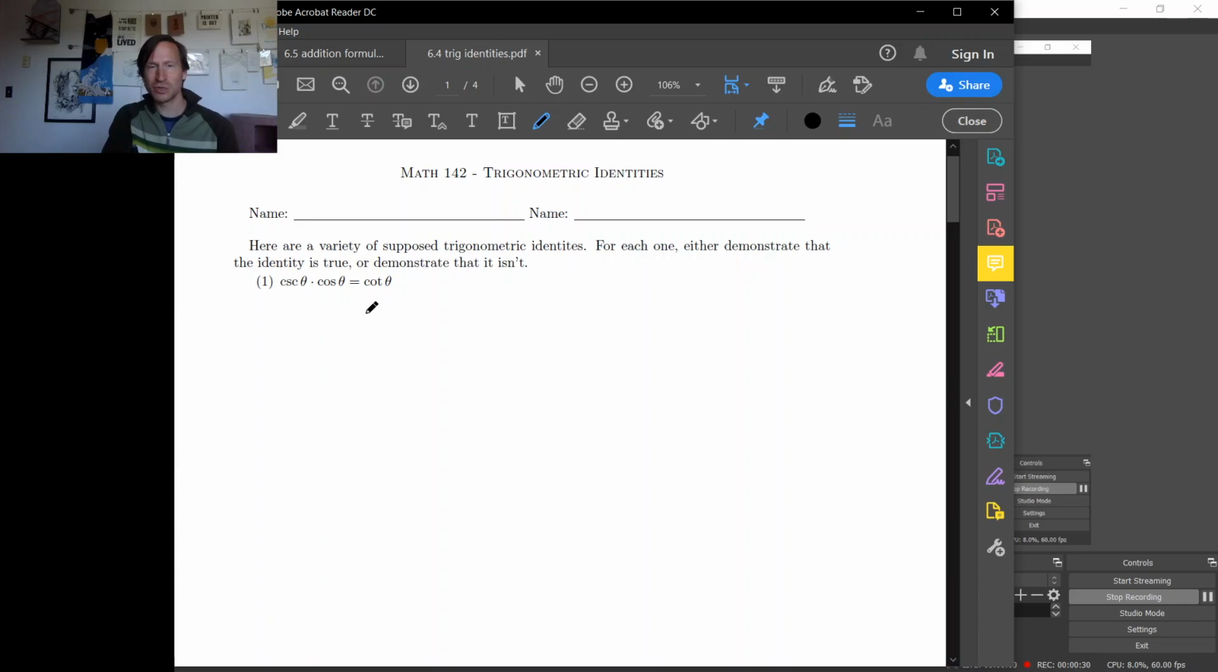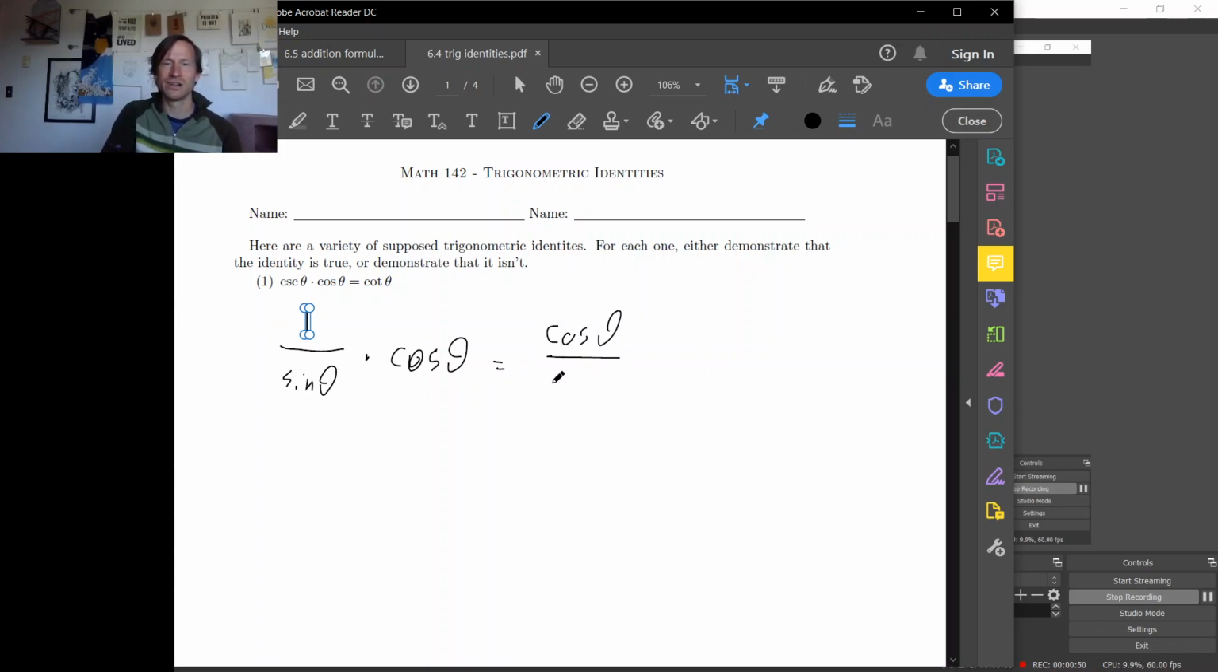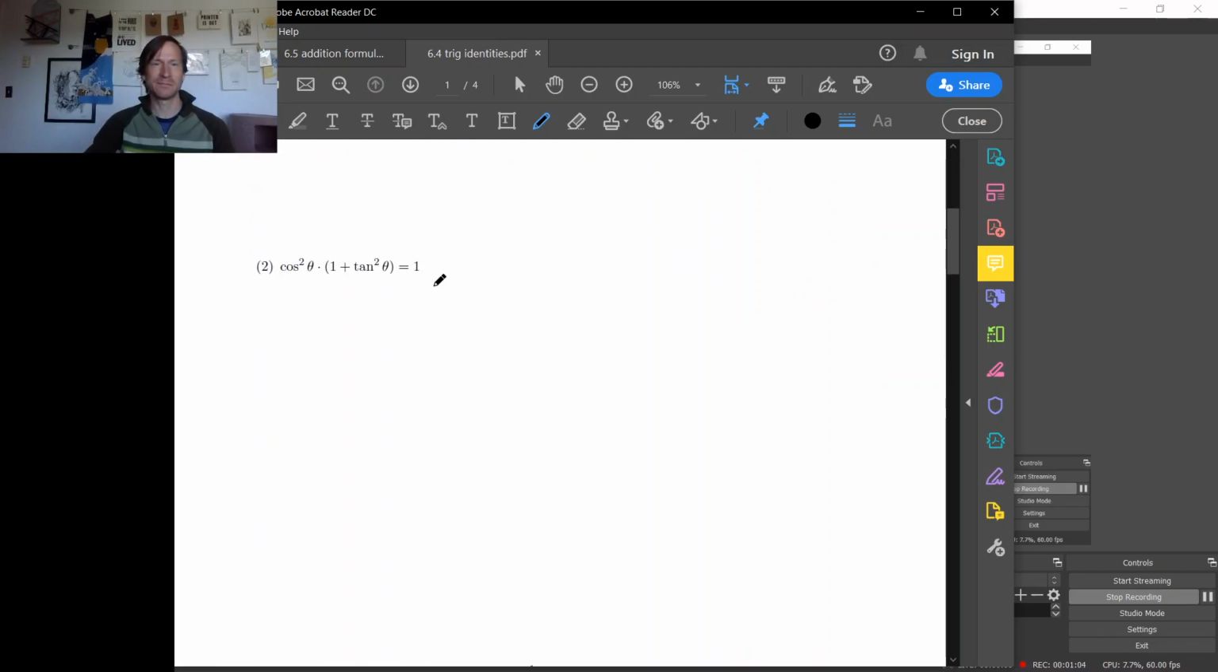So there's not too much to work with here. My only idea is to write everything in terms of sine and cosine and see what happens. So cosecant is 1 over sine theta. Cosine is just cosine. And 1 over sine theta times cosine theta is cosine theta over sine theta. And that's cotangent theta. So we're done. That one wasn't too bad. So this supposed identity really is an identity. Okay, let's look at the next one.